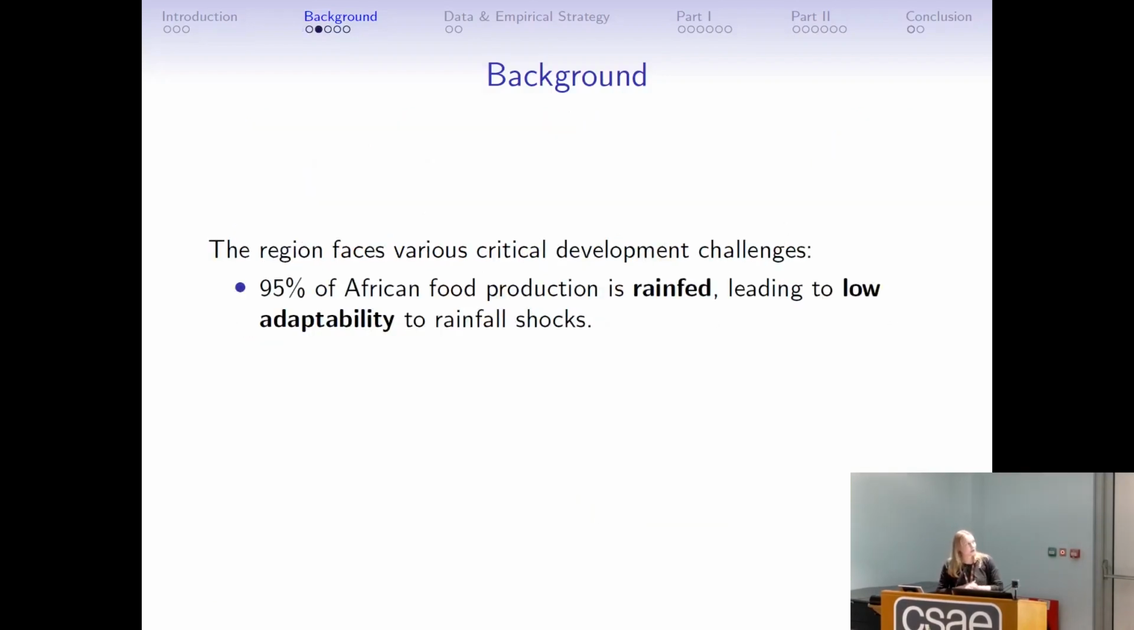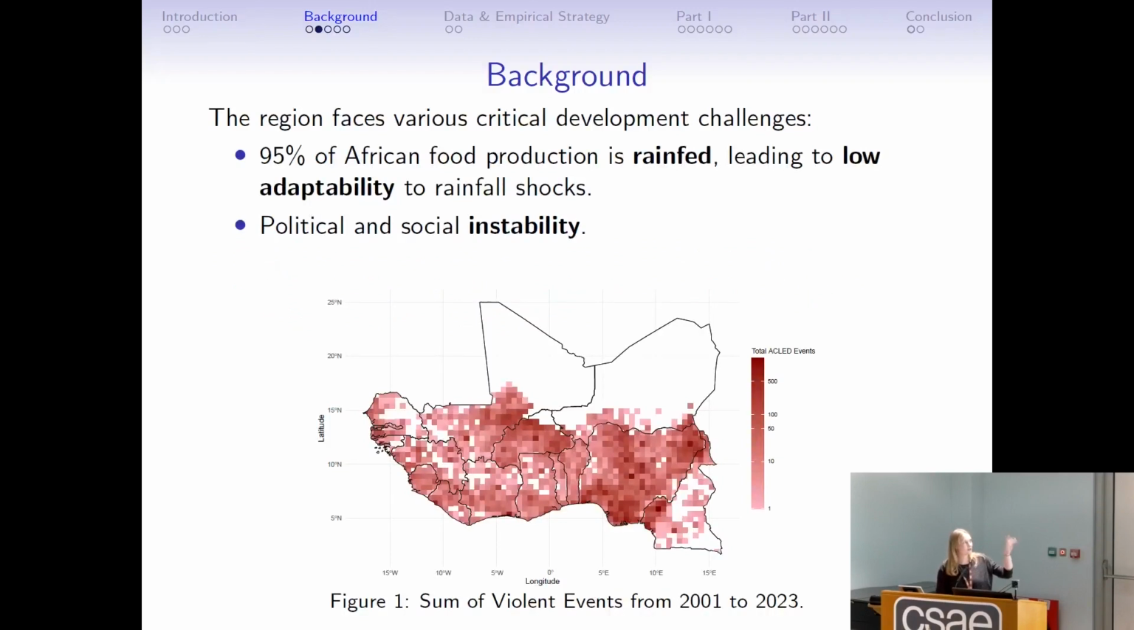The region also faces various critical development challenges. 95% of African food is rain-fed, leading to low adaptability to rainfall shocks. There is also a huge political and social instability. So this is the level of resolution we are going to work at with regard to the development outcomes. So we just summed up the number of ACLED events per grid cell for the entire period of interest in the region of interest. And there is, of course, food security and health, which remain major concerns.